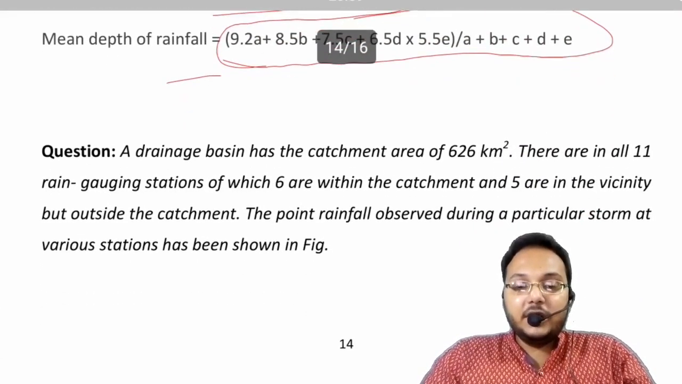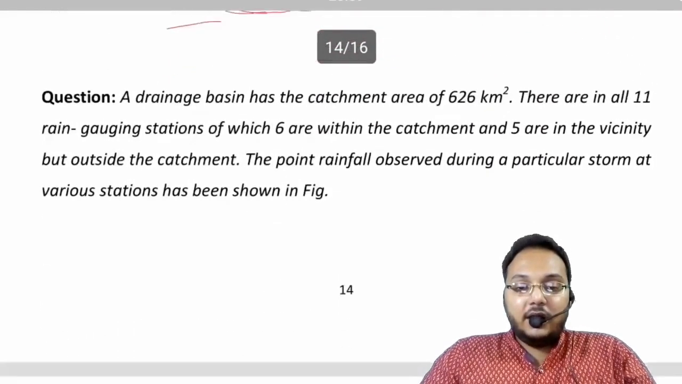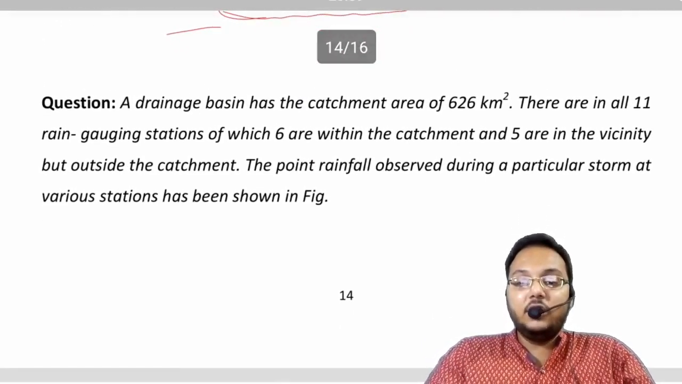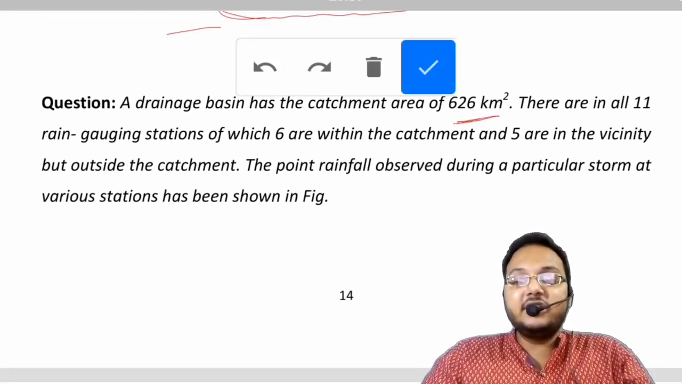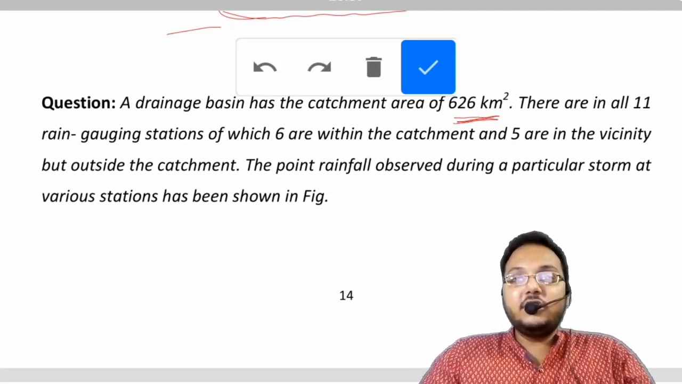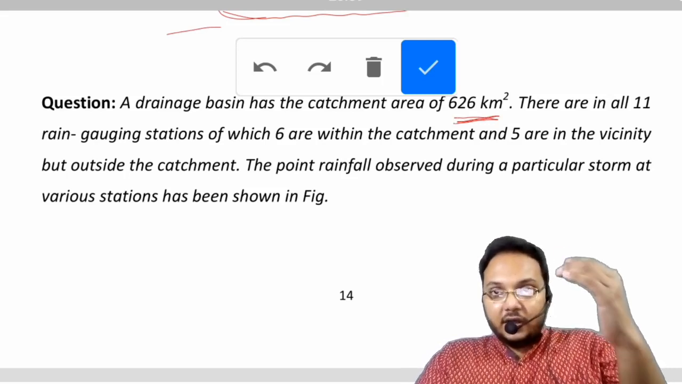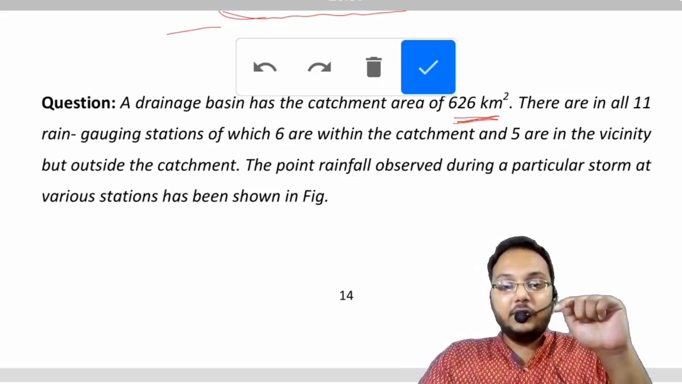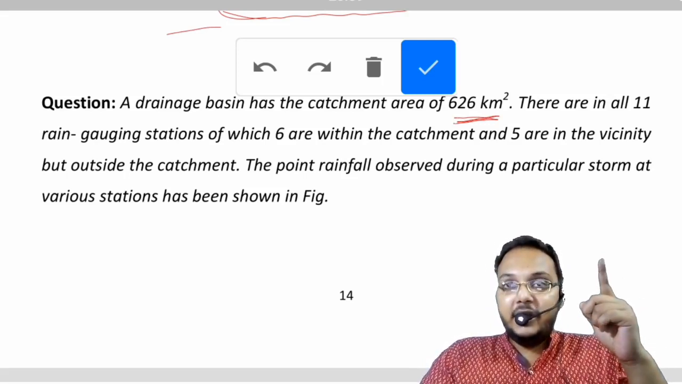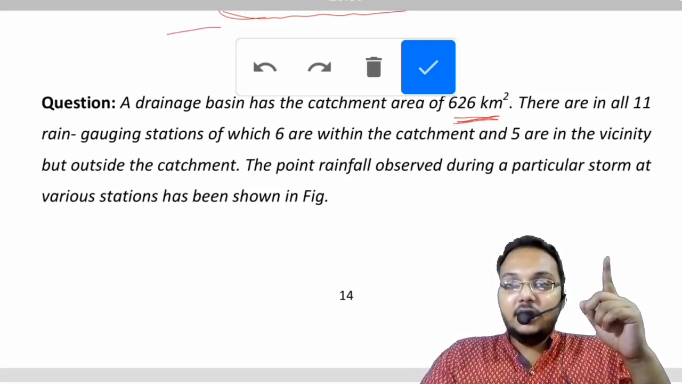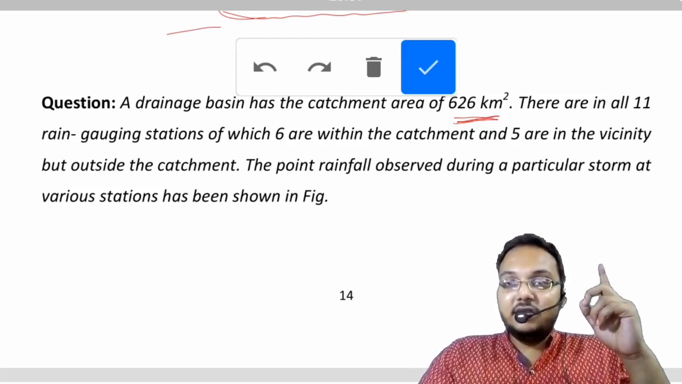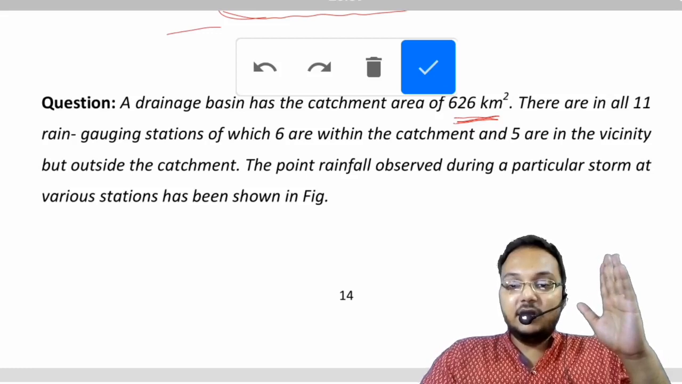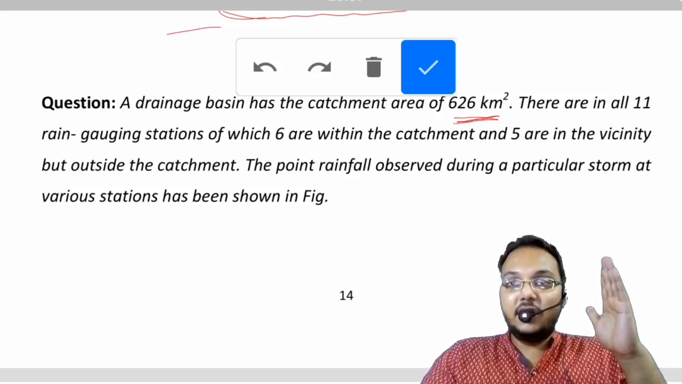So next we have this particular question. A drainage basin has a catchment area of 626 km square. So in the question it is given 626 km square. Just try to guess what should be the type of method that must be suitable for this particular basin. Is it arithmetic mean? Is it the Thiessen polygon method, or is it the isohyetal method? Give it a guess, because it is 626, right?